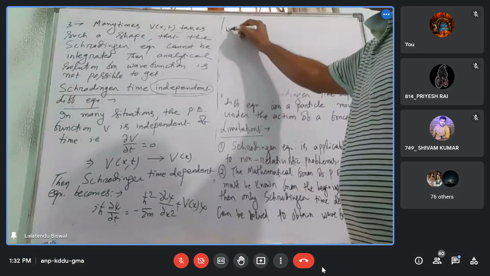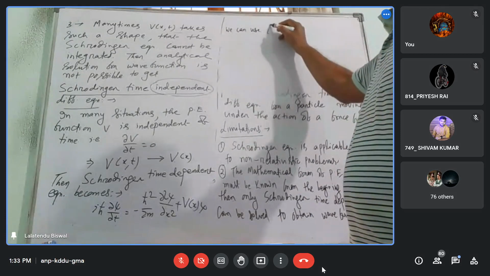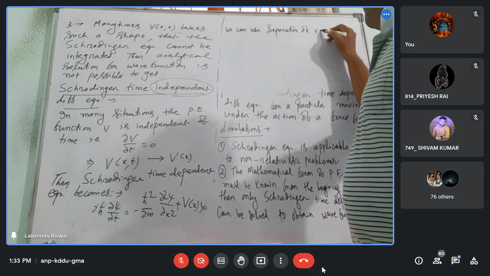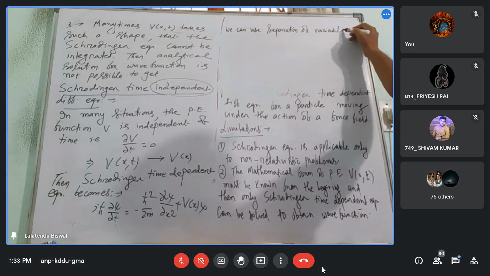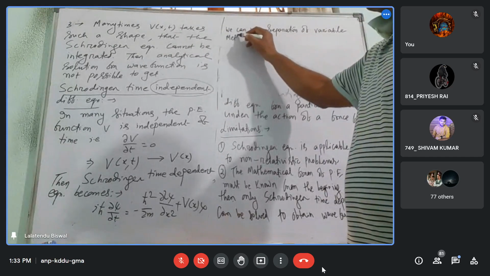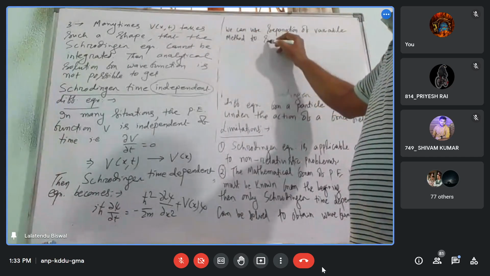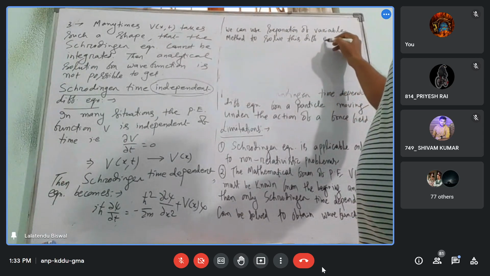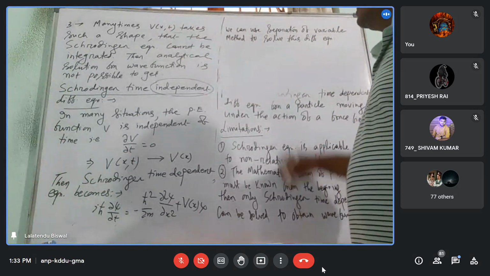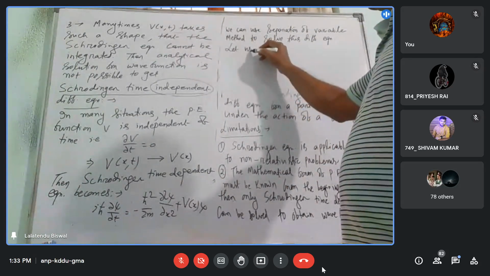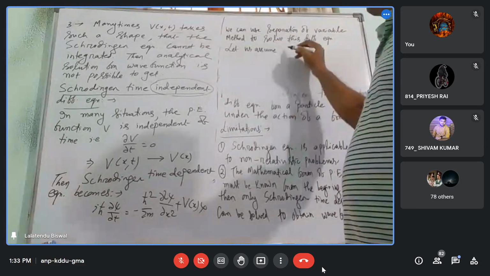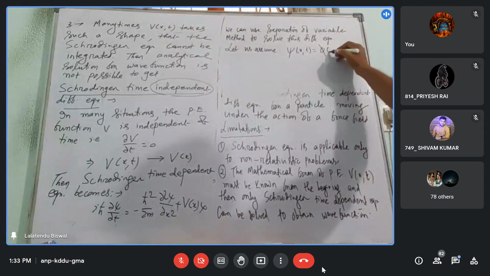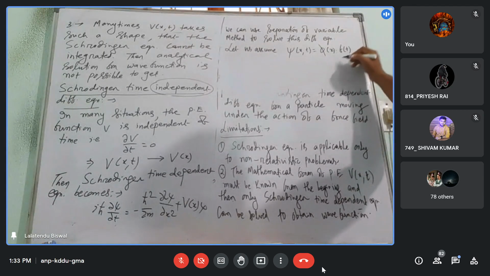We can use the separation of variable method to solve this differential equation. Let us assume psi, which is a function of x and t, to be the product of a function of x only and a function of t only.